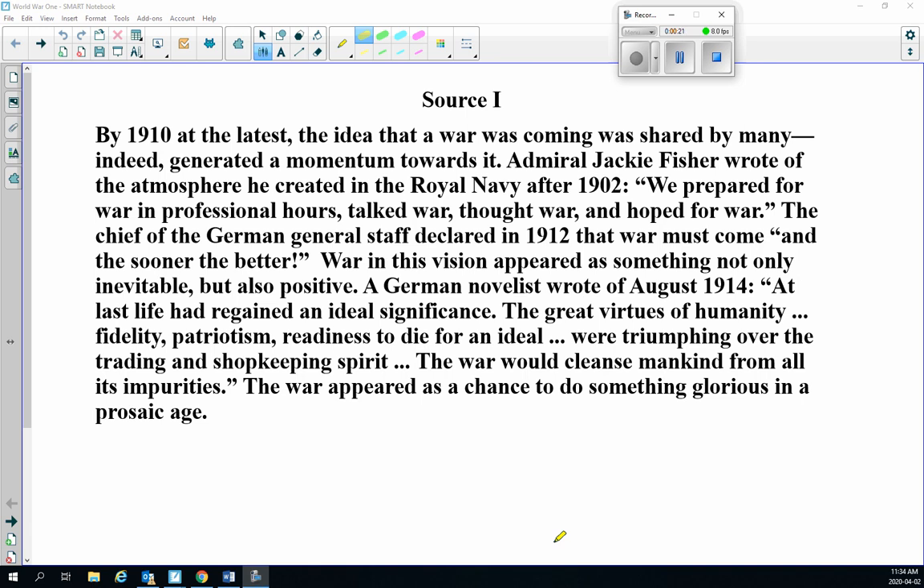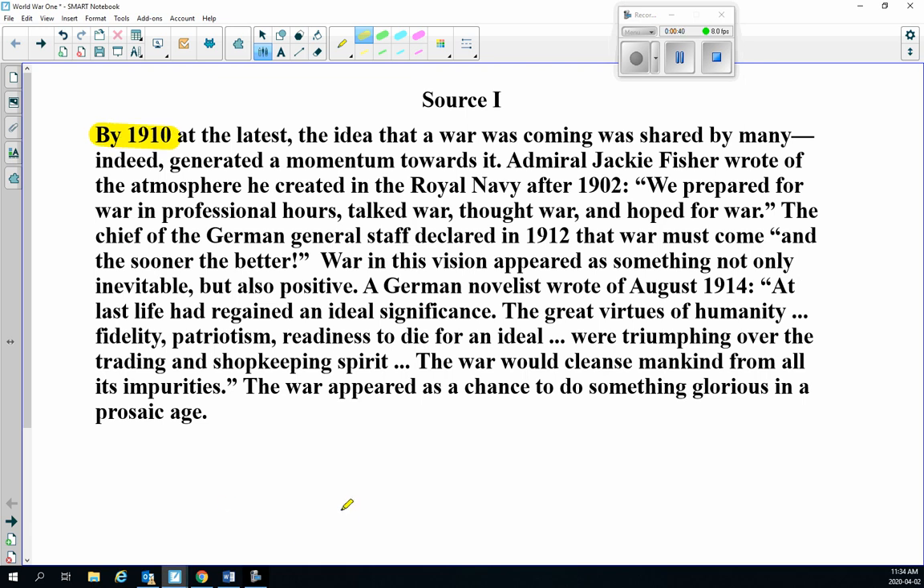This is a skill we really need to build on to get you ready. So I'll give you a few seconds to read over the source. Hopefully you've already downloaded it and take a look at it, but I'll give you a second or two to take a look. So 1910, think back to the notes we were looking at yesterday.